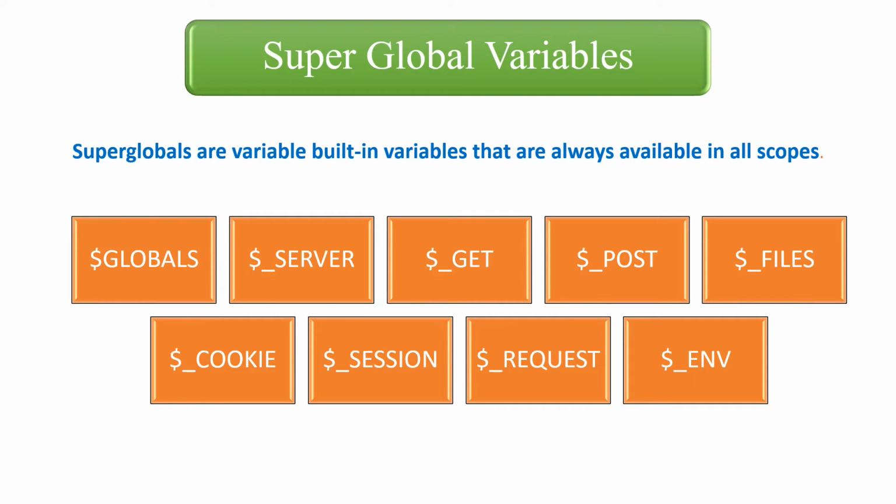$_FILES is the super global variable which is used for file uploads. Any information related to the file is stored in the $_FILES array. It is an associative array of files uploaded to the current script via the HTTP POST method. $_FILES and $HTTP_POST_FILES are the HTTP file upload variables.